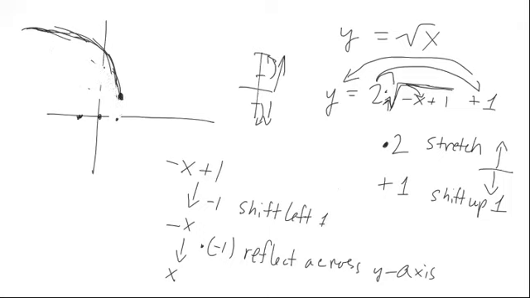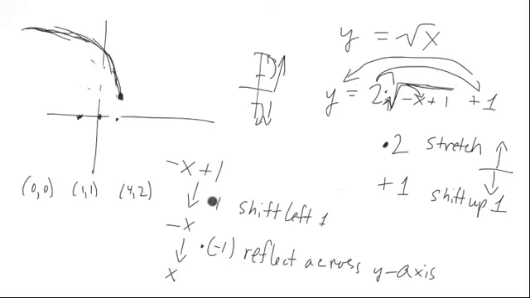Now, how to work with specific points. On the original graph, we had a few points marked. In previous videos, we had 0, 0. We had the point 1, 1, and the point 4, 2. How do you get the new points? Well, just follow these operations on the x and these on the y.